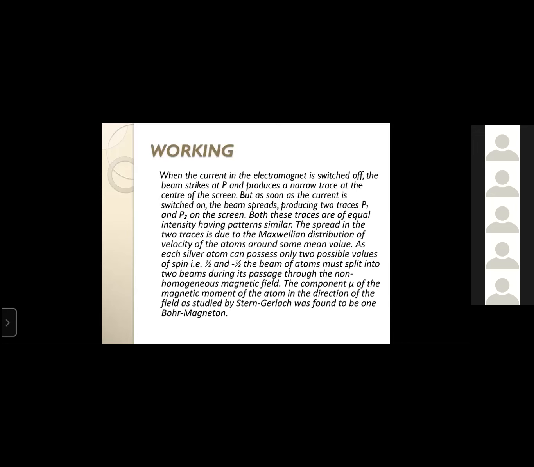The spread in the two traces is due to the Maxwellian distribution of velocity of the atoms around some mean value. As each silver atom can possess only two possible values of spin, that is half and minus half, the beam of atoms must split into two beams during its passage through the non-homogeneous magnetic field. The component mu of the magnetic moment of the atom in the direction of the field, as studied by Stern-Gerlach, was found to be 1 Bohr magneton.